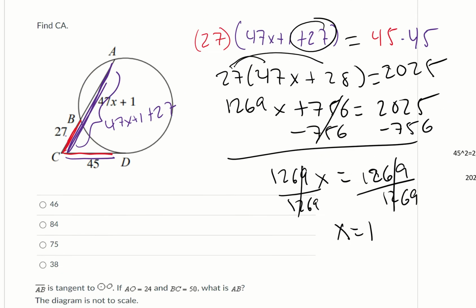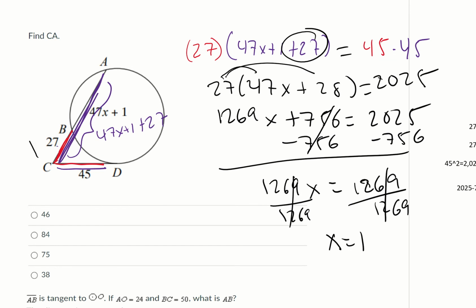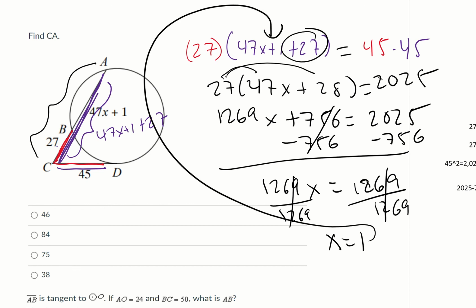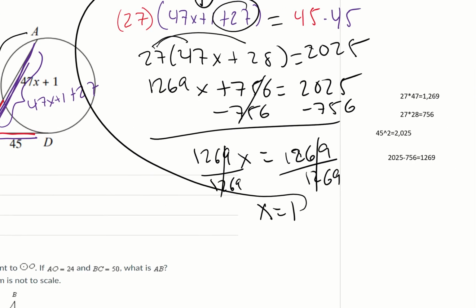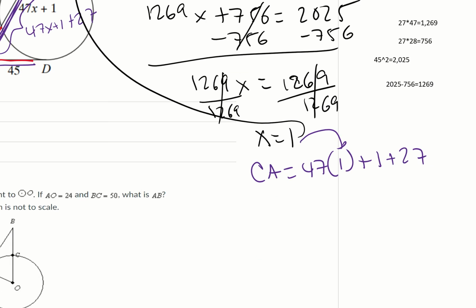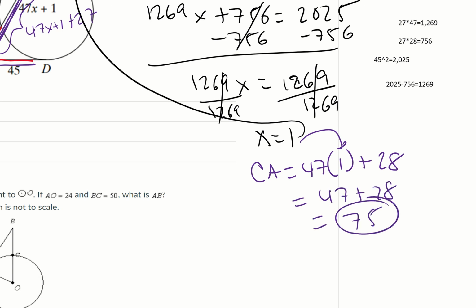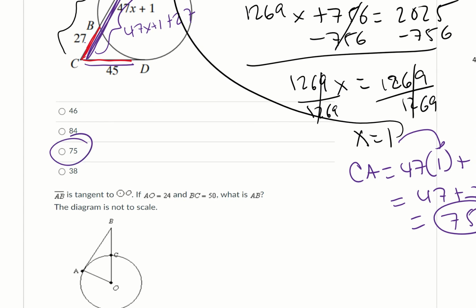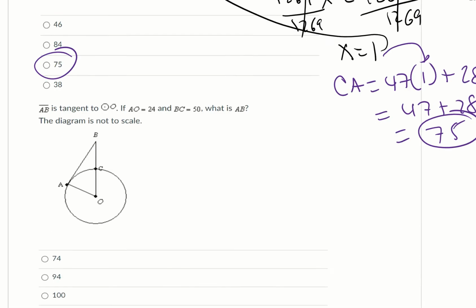All right, so we got x is 1, and then we want to find CA. So we want to plug it into that whole thing, which is the purple. So we're going to plug it into the purple part right here, which is 47(x + 1) + 27. So CA is 47 times (x + 1) plus 27. And we already know that that was 28, so I'm just going to do plus 28. So we got 47 plus 28, which is 75. All right, so that's how you solve those types of problems.